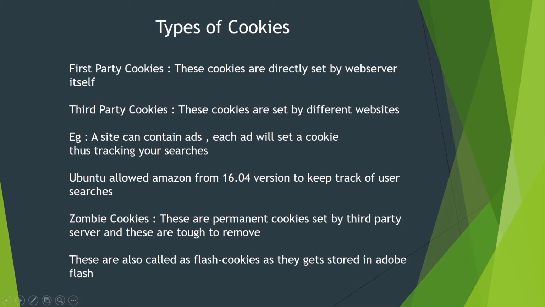That means, let's see an example. A site contains ads. Suppose you visit a website without an ad blocker, then you will get the advertisements. These advertisements can also set cookies on your browser. Each ad will set a cookie, thus tracking your searches. So there is a real world case in this.